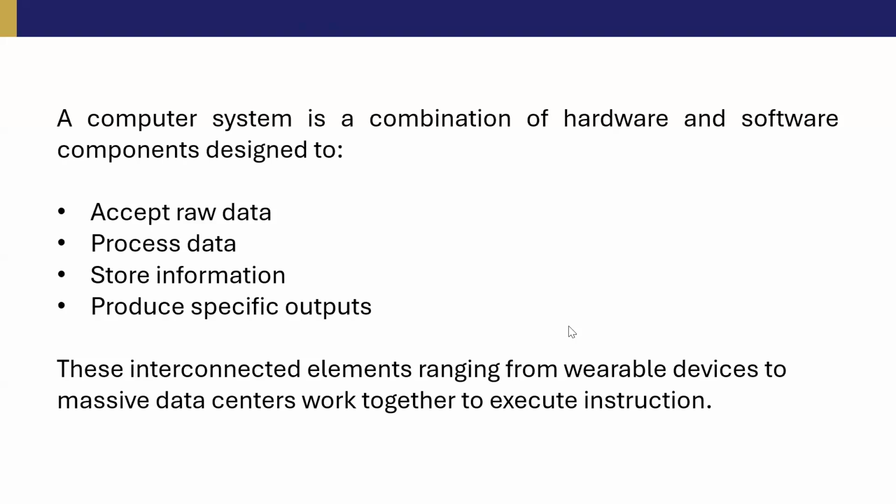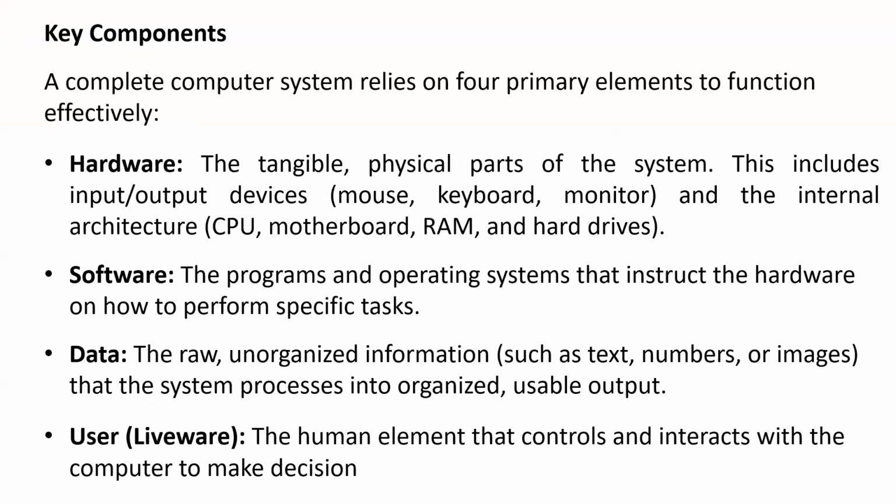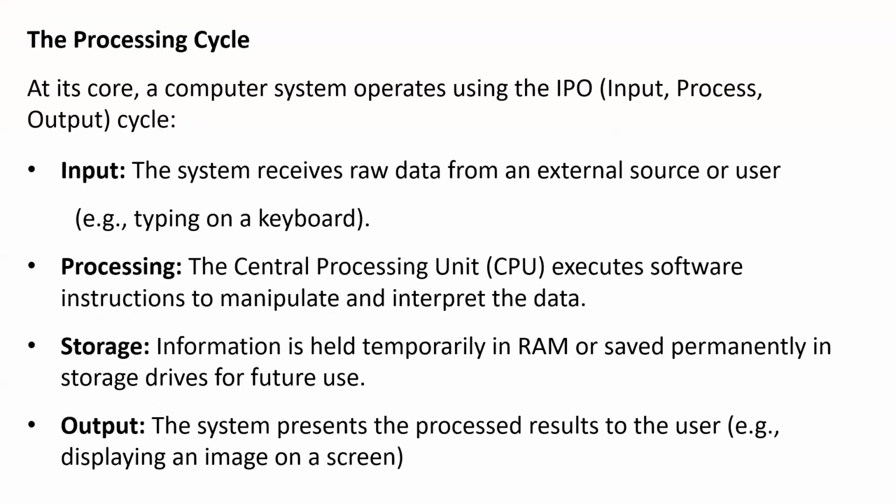A computer is a system. A system is a combination of hardware and software that accepts raw data and processes it. We've looked at some key components of computers: hardware, software, data, and then the liveware. There's a computer processing cycle: input, process, output, and now we are asked to add storage. Well, if you add it, that's not so bad, but it doesn't really add up to anything because, of the output, we can only store what is the output. You can only store what is the output.